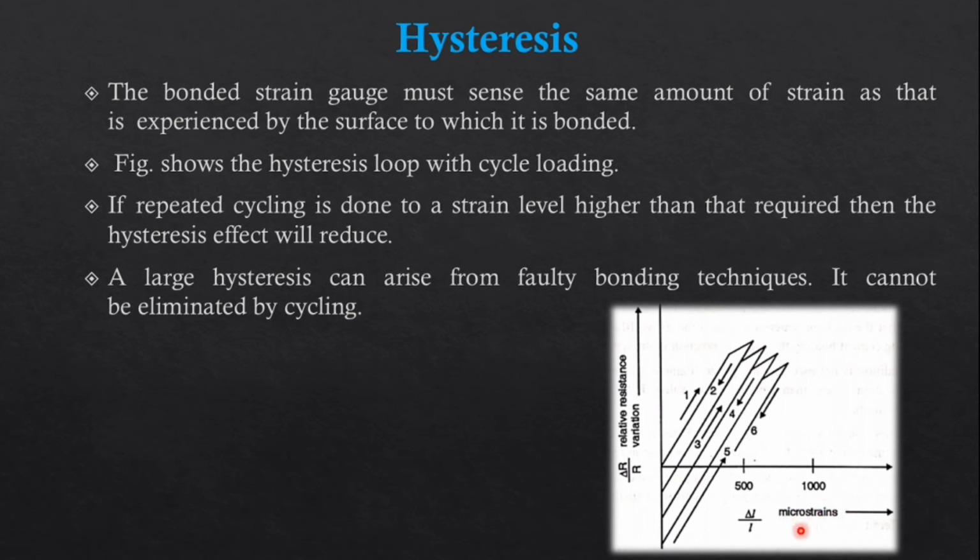Okay, this is in micro strain, and over here that is the change in resistance divided by the actual resistance, and micro strain is change in length divided by the actual length, or we can say strain. Okay, if repeated cycling is done to a strain level higher than required, then the hysteresis effect will be reduced. A large hysteresis can arise from faulty bonding technique. It cannot be eliminated by cycling. Okay, if there is a fault in our bonding, then we cannot eliminate it by cycling, or we can say by the number of turns of the input.